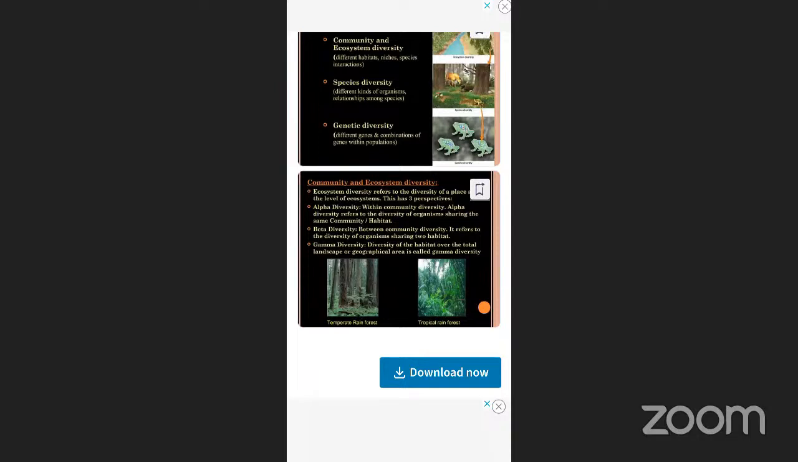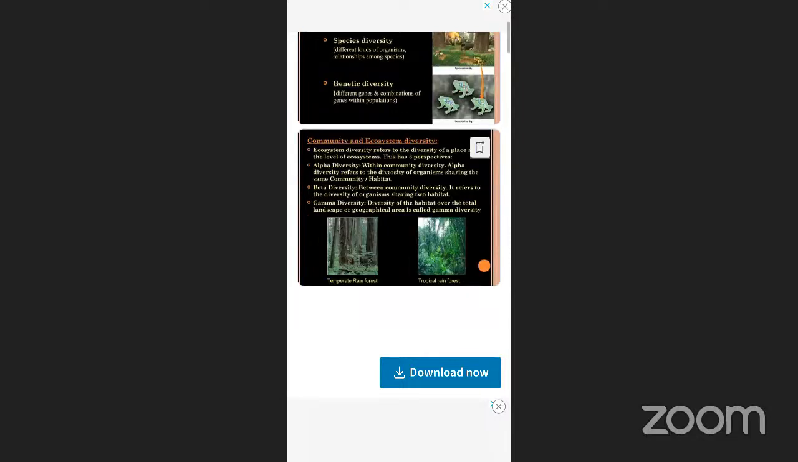Alpha biodiversity mainly refers to organisms sharing the same community, the same habitat level. Beta biodiversity, the community diversity, refers to the diversity of organisms sharing two habitats within the community and between the community. And gamma biodiversity is the total landscape, the geographical area.